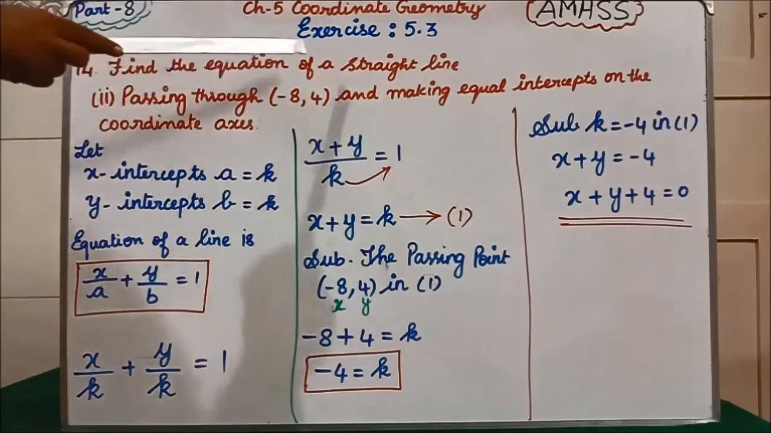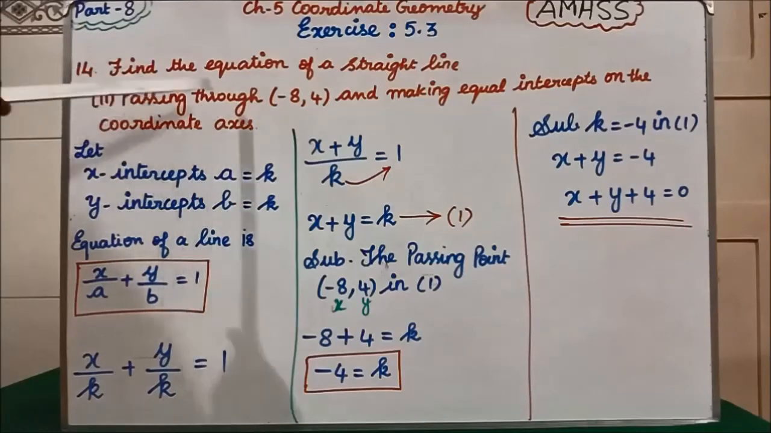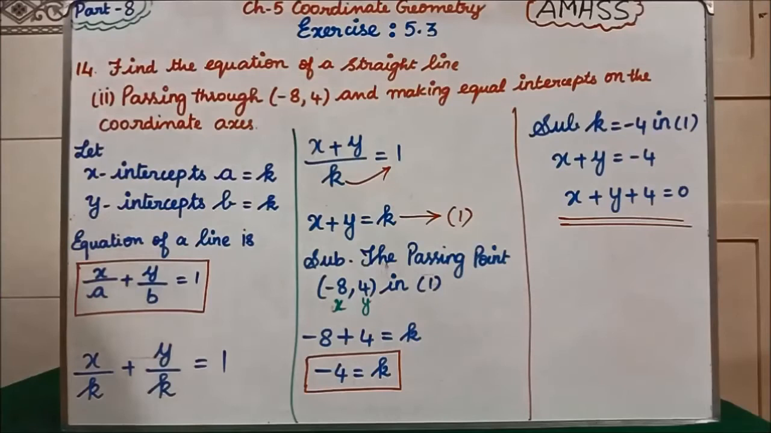Find the equation of a straight line. What we have to find? The equation of a straight line we have to find. In that, I am going to do the second subdivision. Passing through (-8, 4) and making equal intercepts on the coordinate axes. This is our question. If you see in the question, they have given one word, intercepts. Intercepts means what? X-intercept and Y-intercept we have.